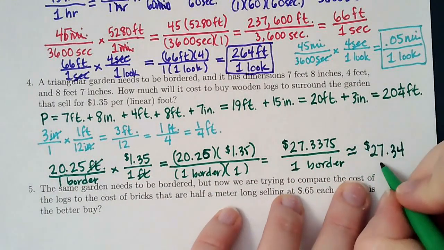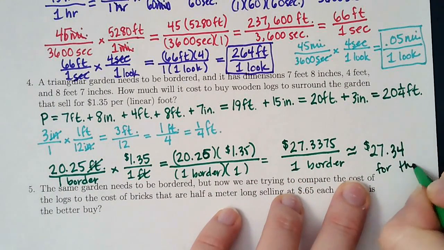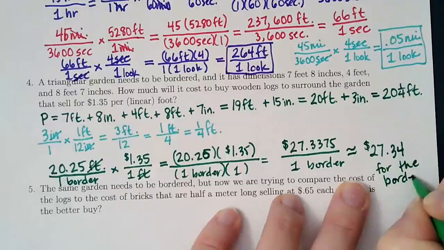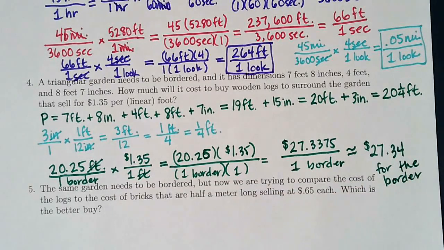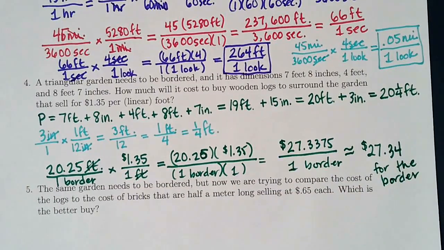$27.34 for the border. There it is. Voila. And then another one.